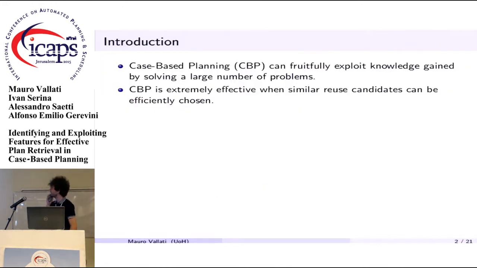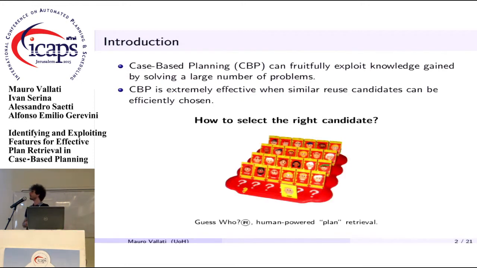So we know that case-based planning can fruitfully exploit the knowledge gained by solving a large number of planning problems, but in order to be effective, it needs to be able to identify similar reuse candidates. It is, to some extent, like playing Guess Who, if you know the game, and I hope you know the game. So basically, you have a target problem, which is the guy over here, and you are checking your case base, which are all the other guys in the back, to identify similar reuse candidates.